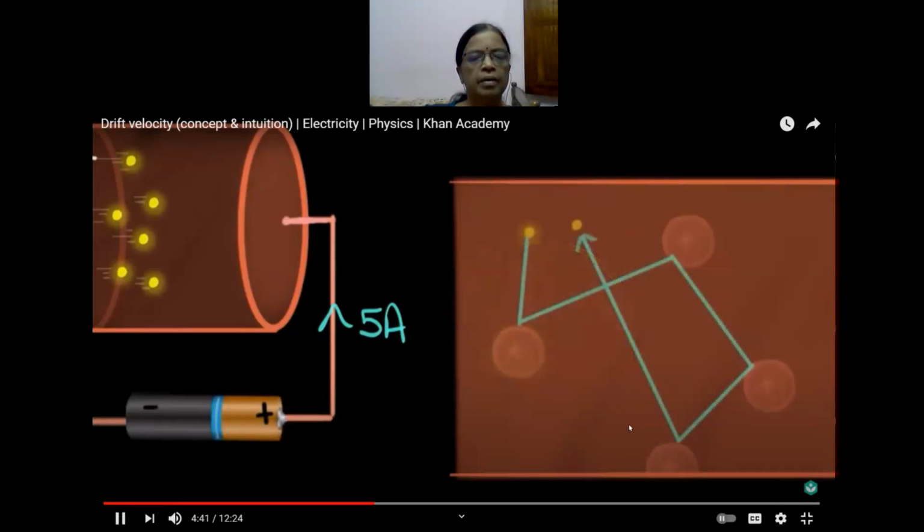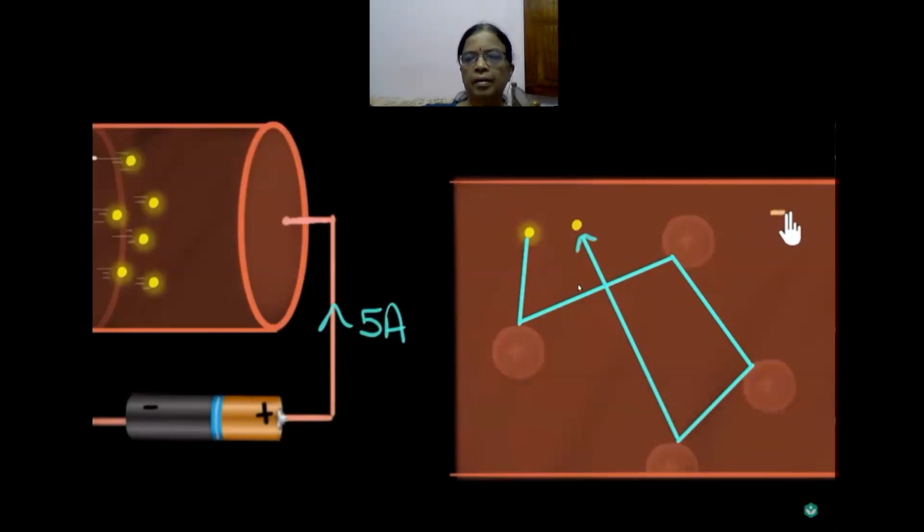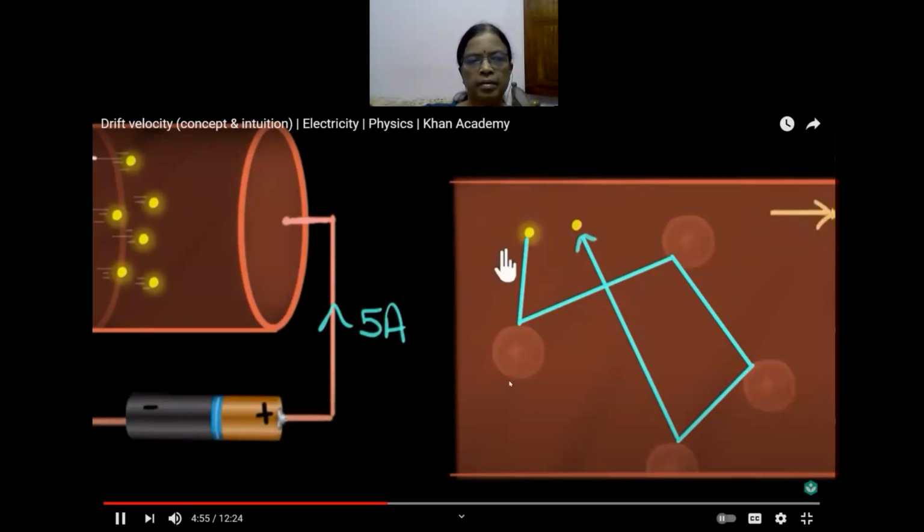Okay, so now comes the question: what happens when you put a battery? Because of the battery, the electrons will experience a force and they will accelerate. Let's say the force is in this direction, because they are being attracted by the positive charge of the battery. You can also think in terms of electric field, but as of now, it's not necessary.